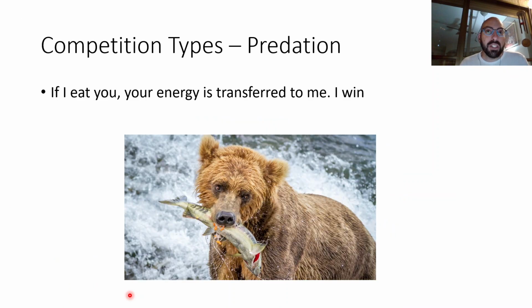Another type of competition is predation. Essentially, if I eat you, that energy is transferred to me. So I am competing and I win in that competition. In this case, the bear and the salmon: the bear receives the energy, the salmon loses that energy, does not reproduce, and therefore the bear is the stronger competitor in that interaction.